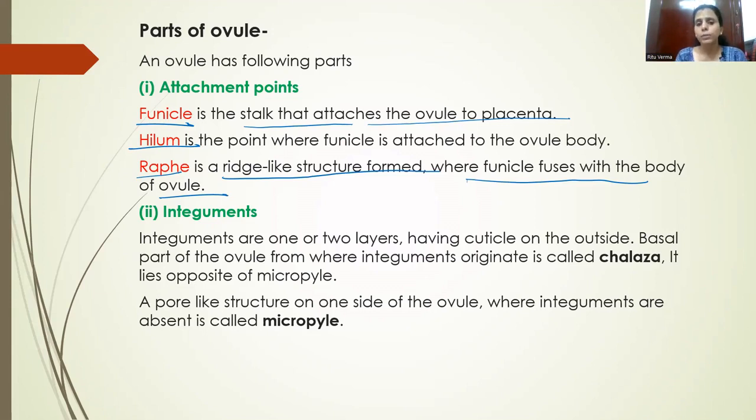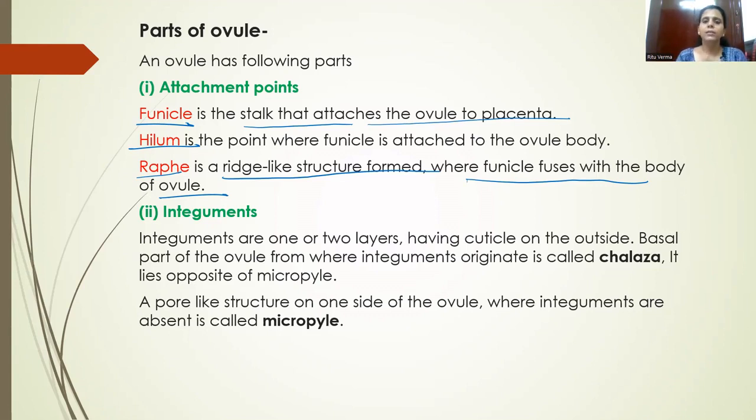Next are the integuments. There are two types of integuments present in the ovules, outer integument and inner integument. Remember, these integuments are groups of cells and they form the protective covering around the mass of nucellus and embryo sac.